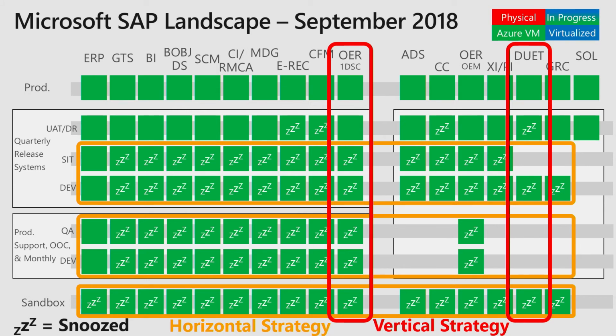So you see the majority of our systems is snoozed. We're saving about $200,000 to $300,000, depending on how you look at it, per year just by snoozing these dev boxes. And those are on-demand, those are not reserved instances.